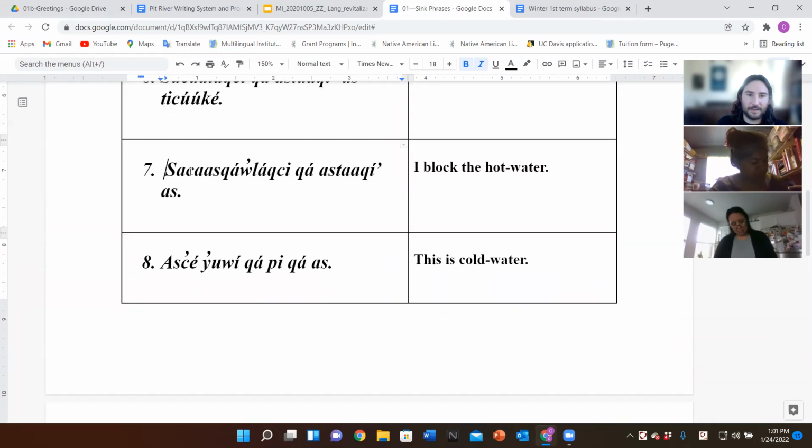Sajalakji ga astaki as. Sajalakji ga astaki as. Tuea.